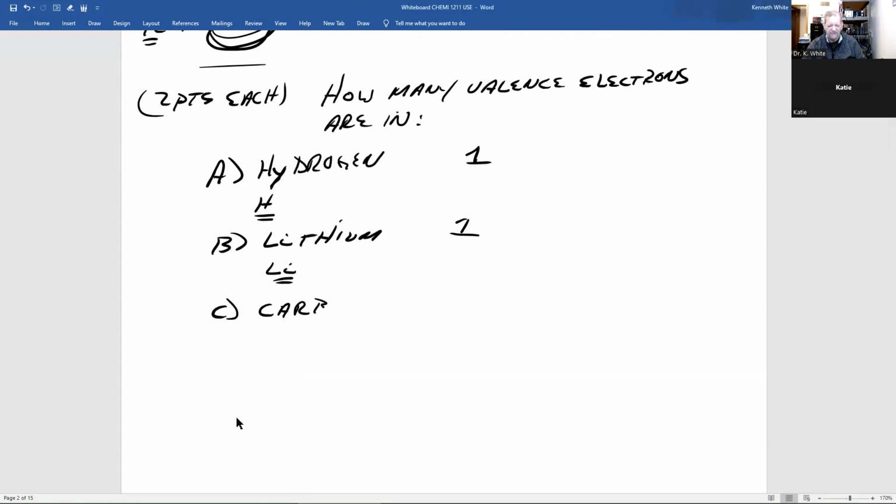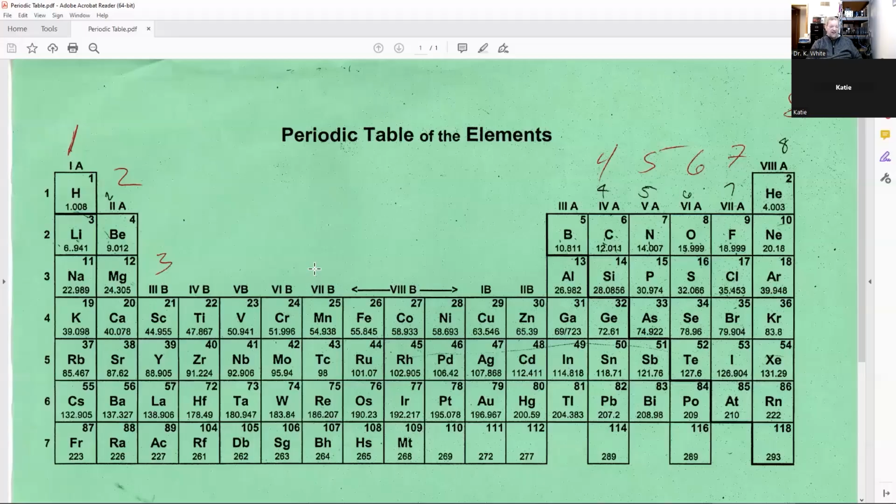My favorite, carbon. And the question is, how many valence electrons are in carbon? Well, what's the chemical symbol for carbon? And you should know the letter C. And you'll be given this periodic table for test 1, 2, 3, 4, and the final. And we look for carbon, and in column 4, C, carbon.